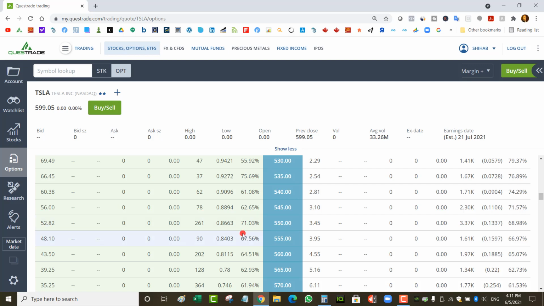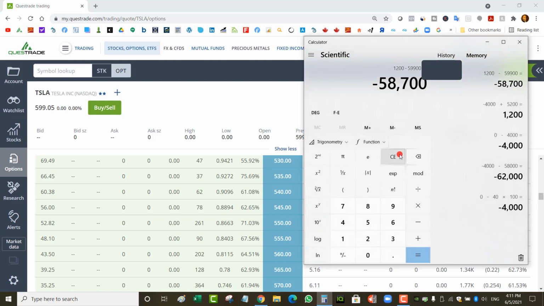So let's say you bought the 550 call option and you paid, I don't know, let's say $40 again. So you paid $40 for it. If you wanted to exercise that call option because you want to own shares of Tesla at 550, because you're seeing it right now at 599 and you think it's going to go to 1,000. Okay, so let me grab some Tesla shares at 550. I paid for it, right? I bought a call option that gives me the right to buy shares of Tesla at 550.